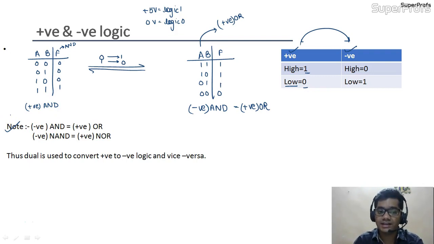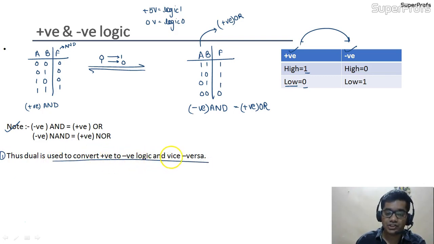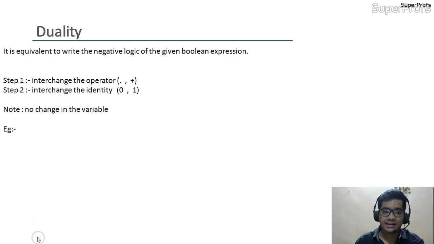Similarly, a negative NAND is equal to a positive NOR. So how do we convert a positive into a negative logic or vice versa? We use the concept of duality. Duality is used to convert a positive to negative logic and vice versa. To understand the duality principle, we first had to understand the difference between positive logic and negative logic. Now duality is simple.